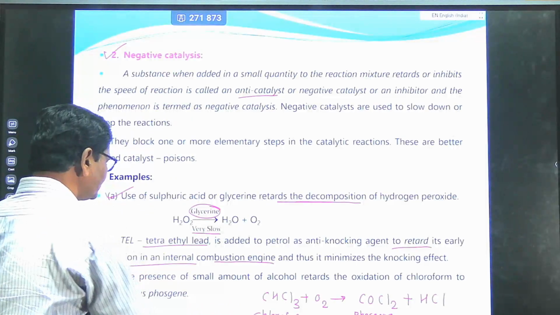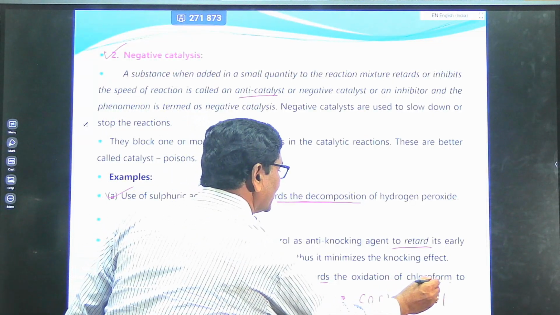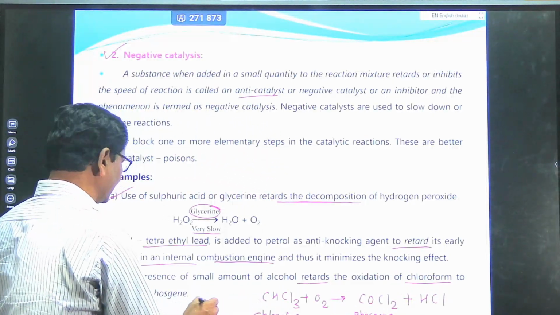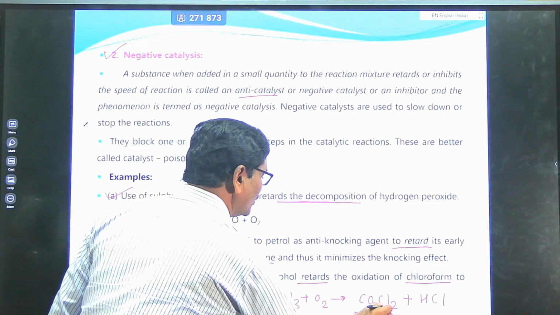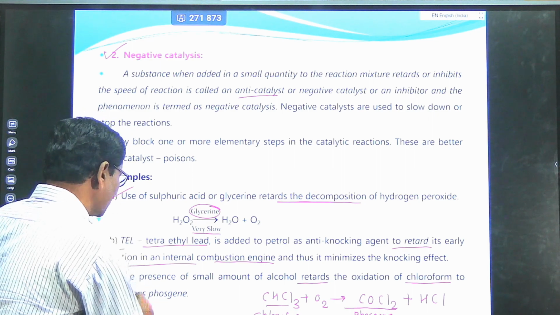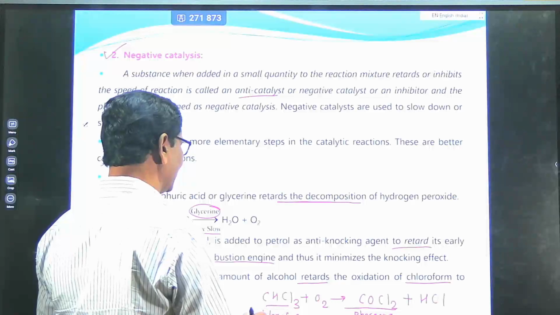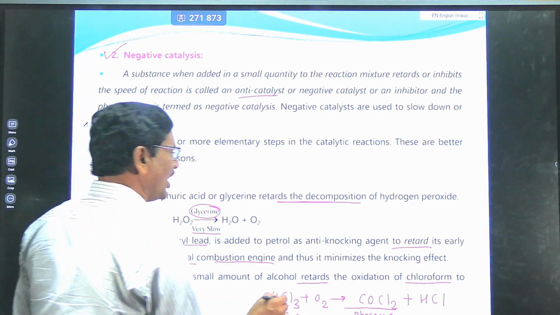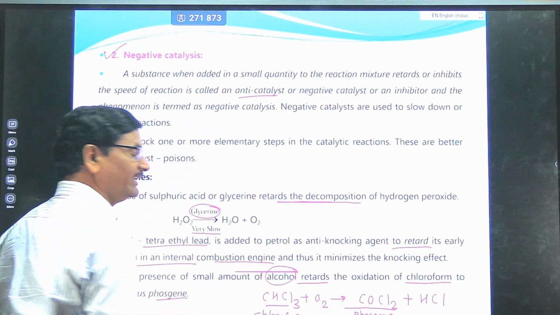Then next, a small amount of alcohol retards the oxidation of chloroform. In this reaction, when chloroform gets oxidized, it gives rise to phosgene gas and HCl. That poisonous phosgene is very dangerous to our health. That is why it can be retarded by using a small amount of alcohol, which is acting as a negative catalyst.